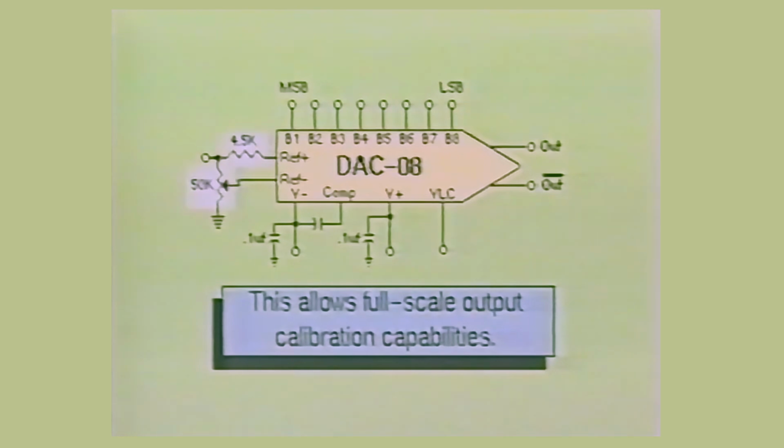Notice that a 4500 ohm resistor is placed at the positive reference source of the device. Also notice that a 50,000 ohm potentiometer is placed between the positive reference voltage source and ground, with the wiper being connected directly to the negative reference voltage input. This pot should be adjusted so the negative voltage reference input sees about 5,000 ohms to ground.